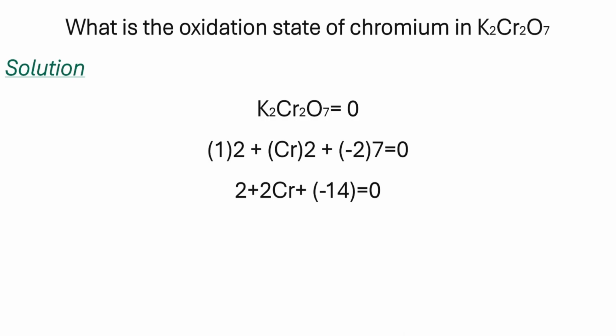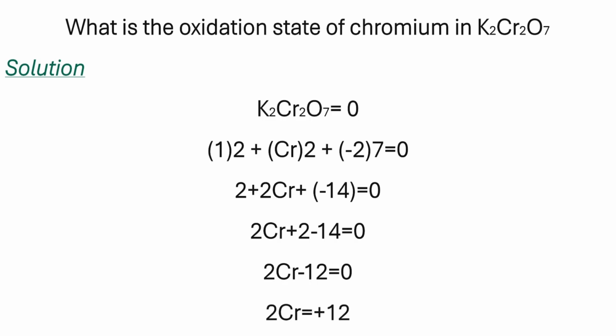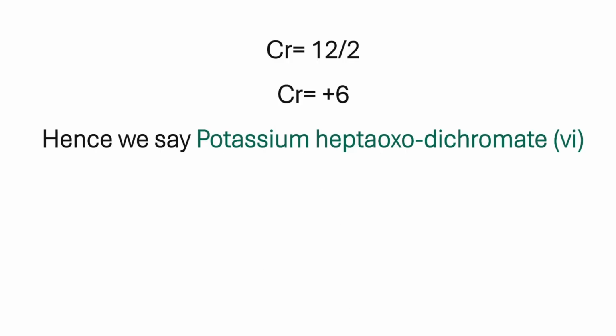That is how you express any element you're looking for its oxidation state, if it has a coefficient or a number multiplying it. So oxygen is -2, but it has 7 atoms. So altogether, we're going to have -14 for oxygen. Alright, so after we collect like terms and make Cr the subject of the formula, we're going to have +6 at the end of the day. Hence, the IUPAC nomenclature is potassium heptaoxodichromate 6 and not 7.